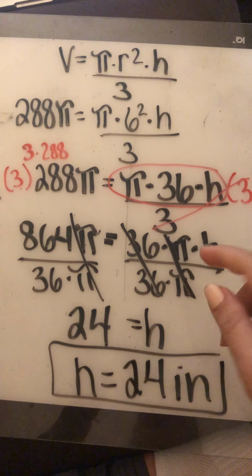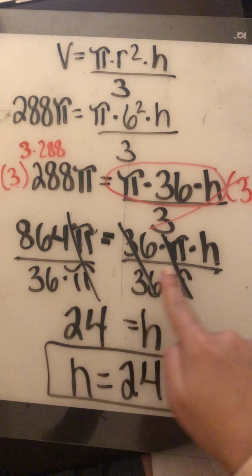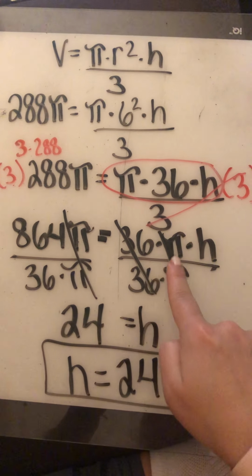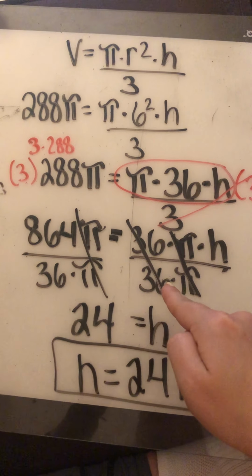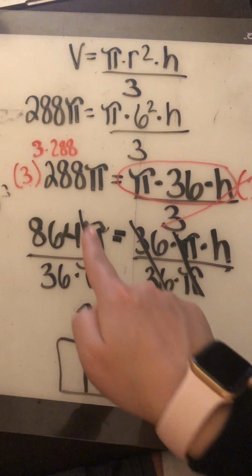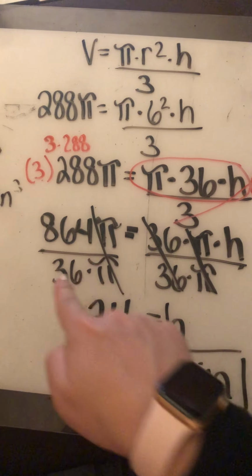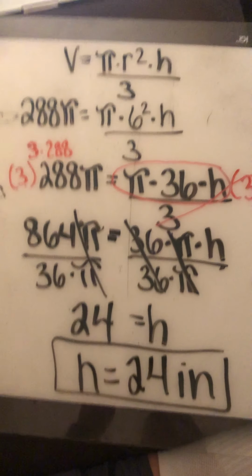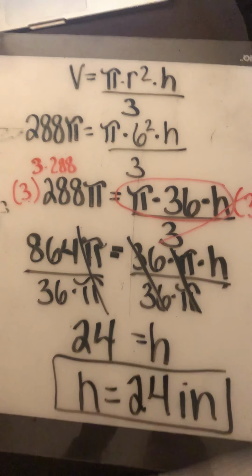To isolate h, we do the inverse of multiplication, which would be division. We divide by 36 and pi. Both will cancel on the right side. When we divide by 36 and pi on the left, pi's will cancel. We find our quotient, and that's going to be our height. Attach the units, and done.